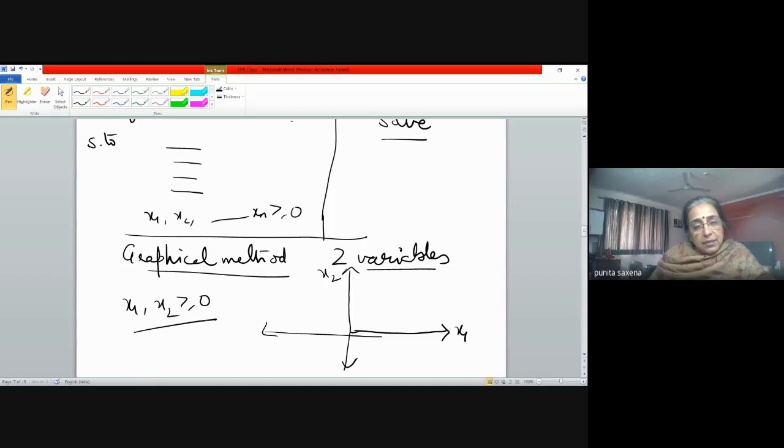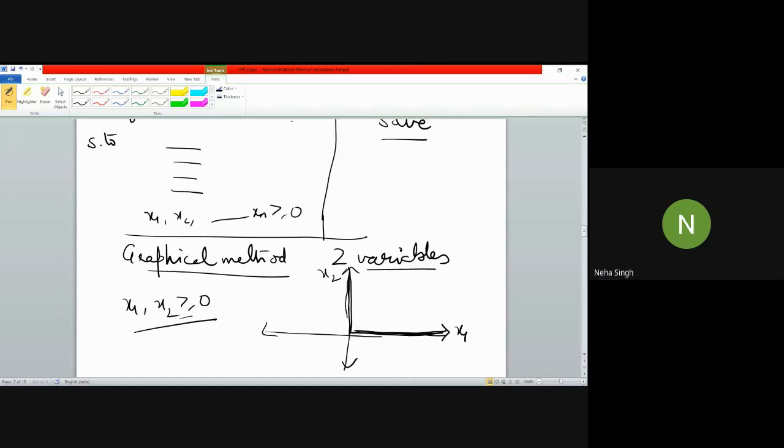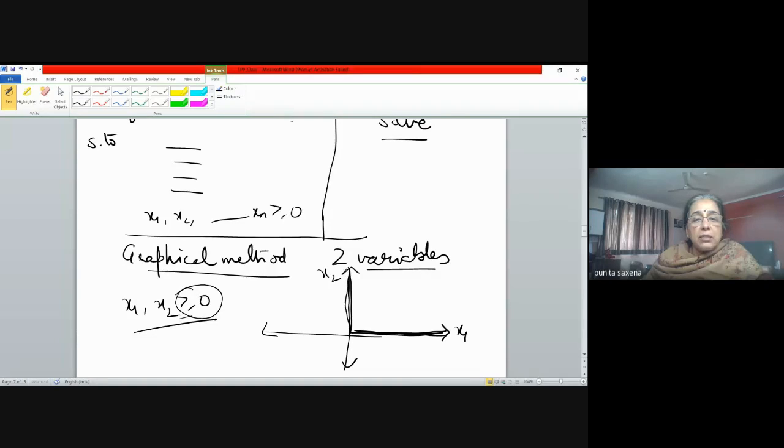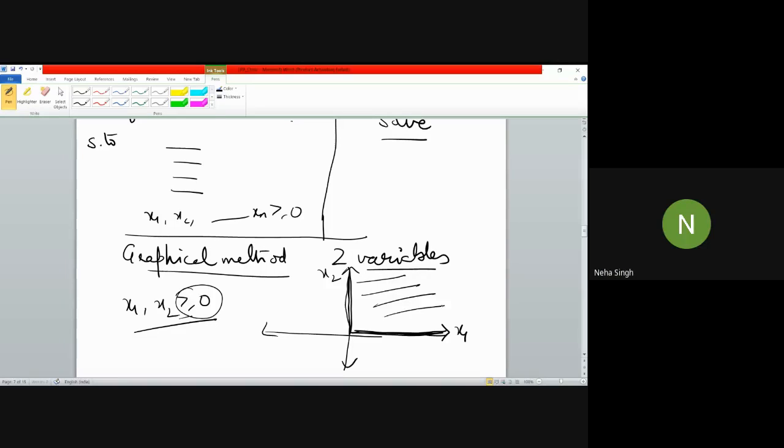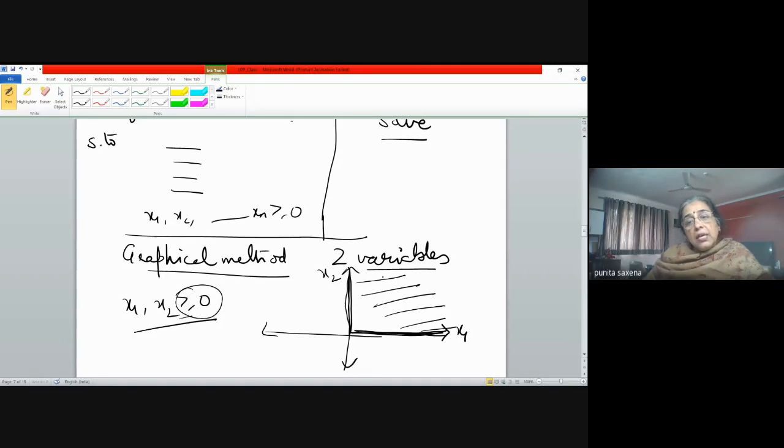that means, see what happens when x1 is 0. That means you are on the x2 axis. ठीक है? What happens when x2 is 0? That means you are on the x1 axis. ठीक है? And what happens when both of them are more than 0? That means you are in the first quadrant. ठीक है? So that means I don't need this quadrant, I don't need this quadrant, I don't need this quadrant. So when we are graphically solving a linear programming problem, we are actually concentrating only on the first quadrant.